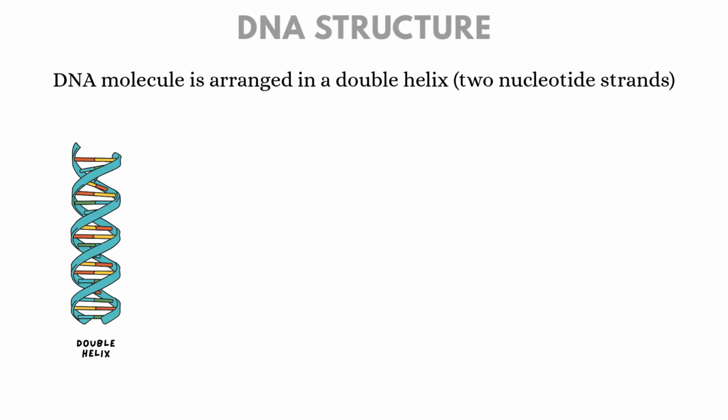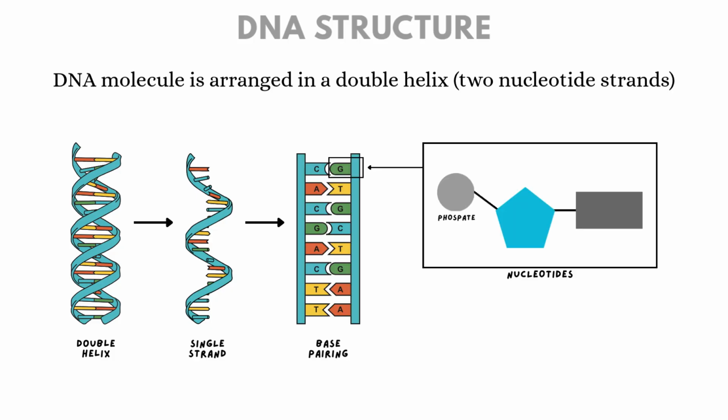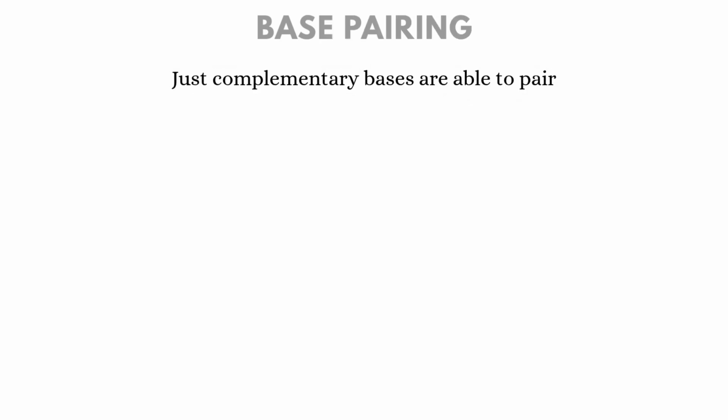Let's look at the structure. A DNA molecule is arranged in a double helix, made of 2 nucleotide strands. Each individual nucleotide consists of 3 basic components: a phosphate group, a sugar molecule, and a nitrogenous base like cytosine or thymine. How do they connect?